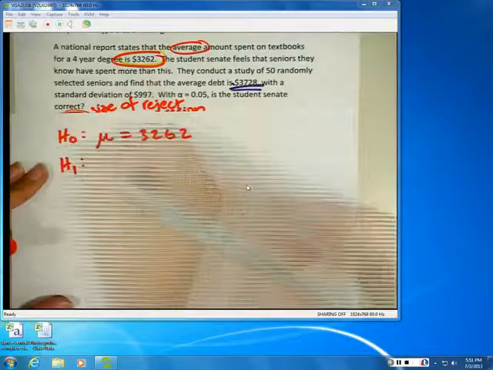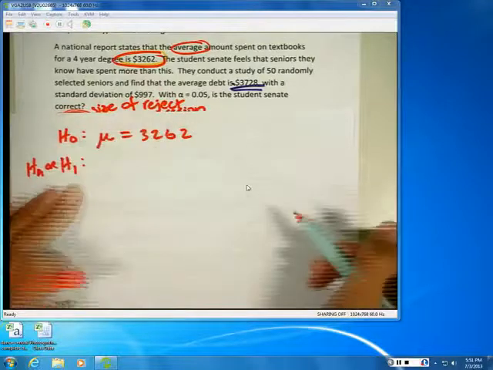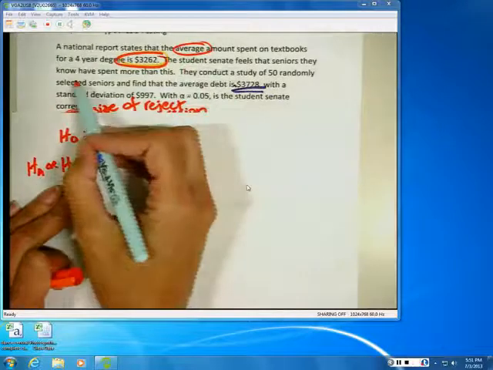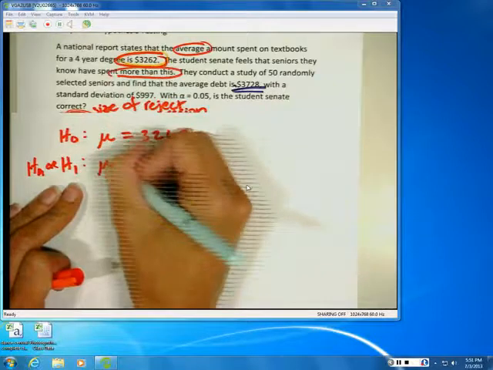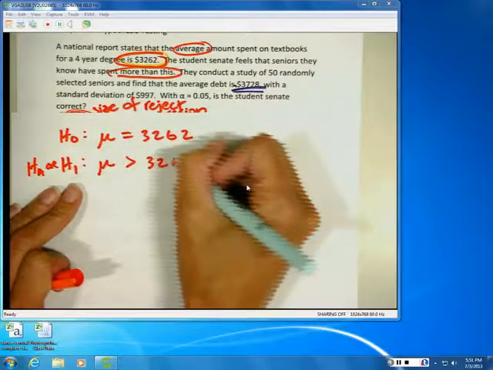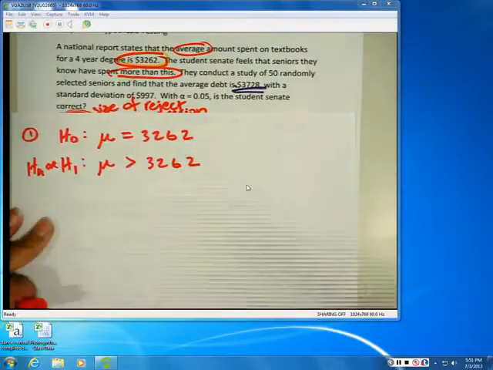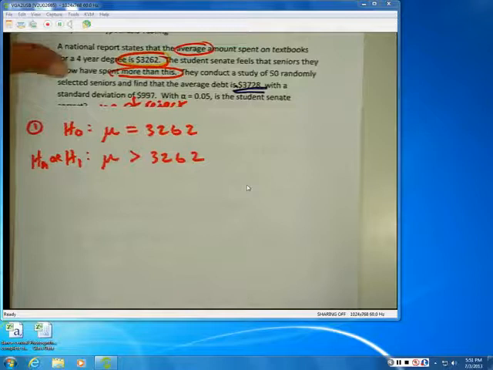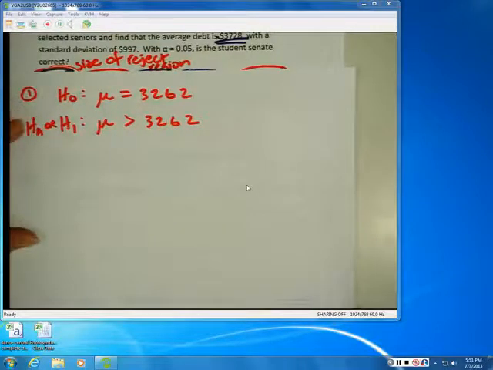So the alternative hypothesis, HA or H sub 1, is from the second sentence. They feel that students have spent more than this. They think it's more than 32.62. We call this step 1 of the hypothesis testing. I don't necessarily go in a specific order, but always step 1 is stating your hypotheses.